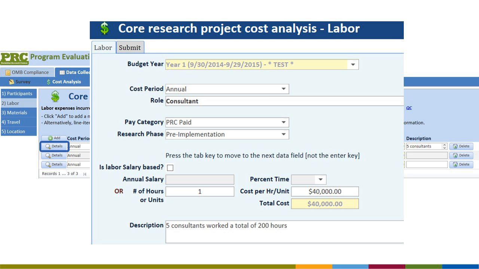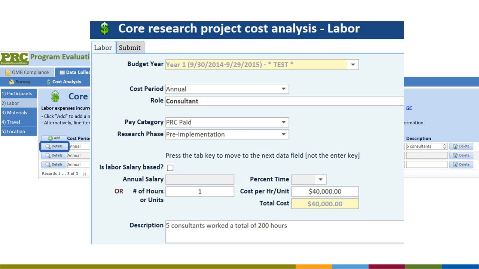This example tells you that a given PRC paid consultants for a year during their pre-implementation phase, and the money came straight from the PRC dollars that CDC provided them. The cost of that whole consultant investment was $40,000 a year. In the note, they identified that 5 consultants worked a total of 200 hours, resulting in a total cost of $40,000 a year. So again, you can get this same information in a simple Excel table, or you can create a module that is a little more refined, in the sense that you can have form formats.